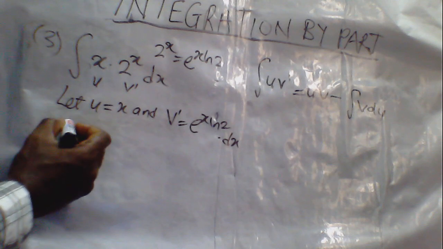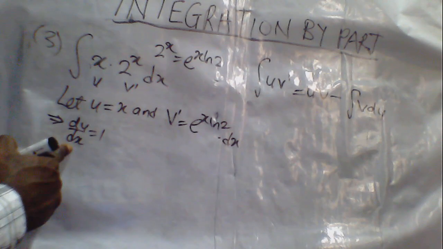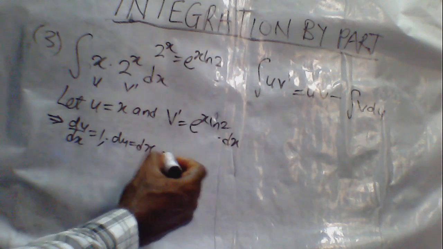So from here, this implies that du/ds is equal to 1. Differentiating u with respect to s, you have 1. Are you following? So in this case, du is equal to ds. Cross multiply, du is equal to ds. So once we have done that, we can now proceed to solve the second one.